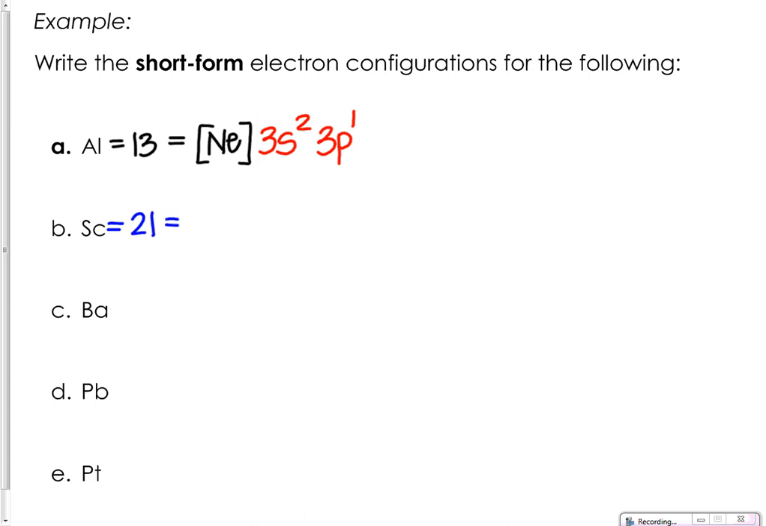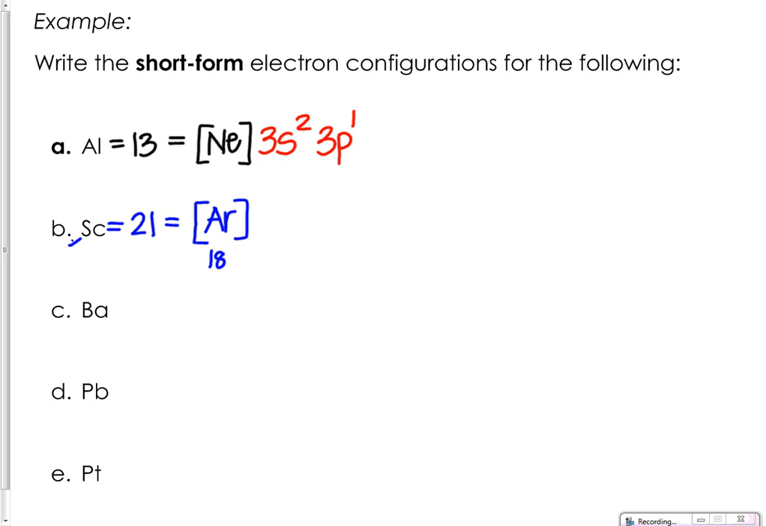Now, you want to use the noble gas that comes before scandium, the highest number. So if you look back at the noble gas column, the noble gas that has the highest number that comes before it is argon, and it is element number 18. So by writing argon in brackets, we've taken care of 18 of our 21 electrons. That means we only have 3 more left. But where do we start?